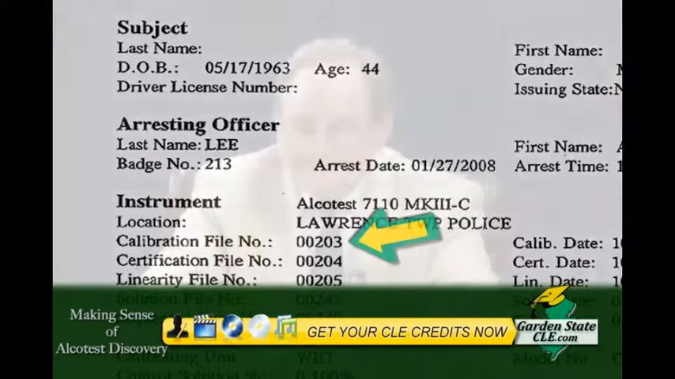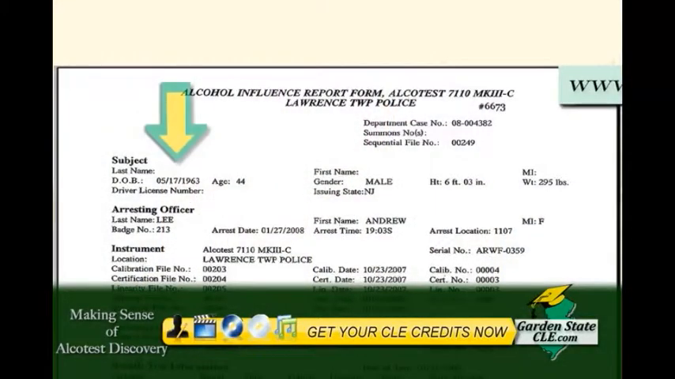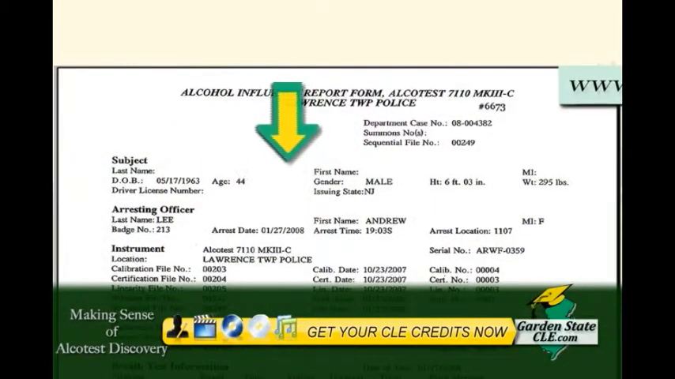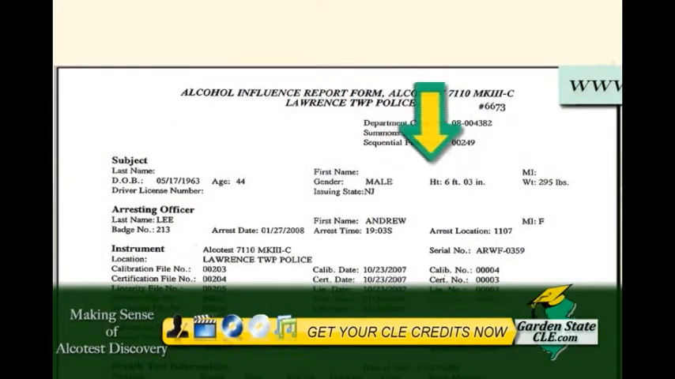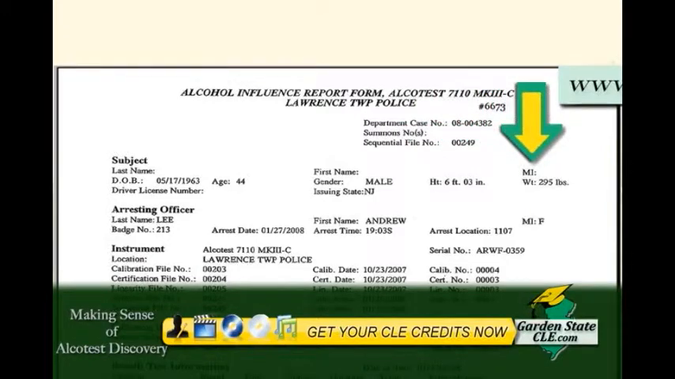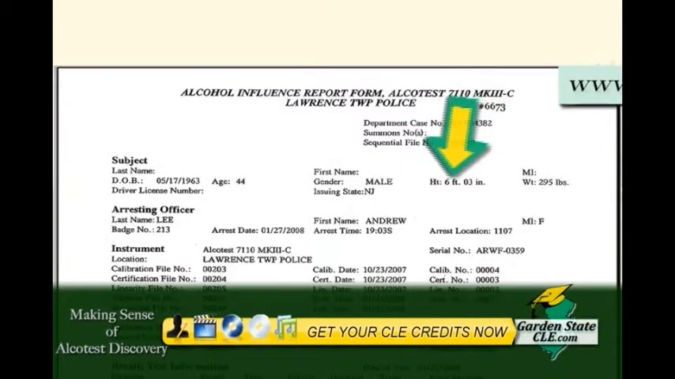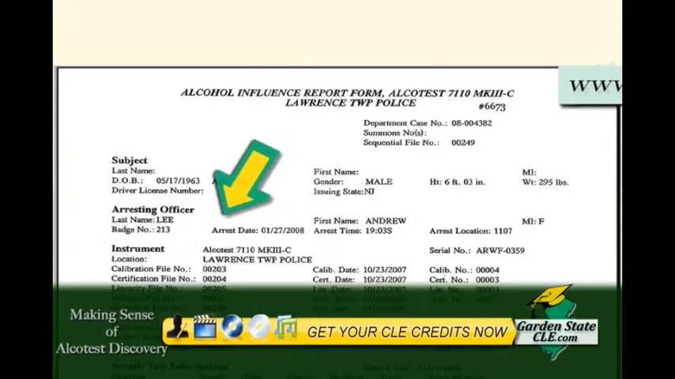That's a good definition. Now, I see here there's some basic pedigree information. Is this entered in by the officer? Yes, it is. He does the last name, first name, middle initial, date of birth, gender, height, weight, driver's license, issuing state. That's his information, along with his own identifying information in the next section, which is arresting officer information.